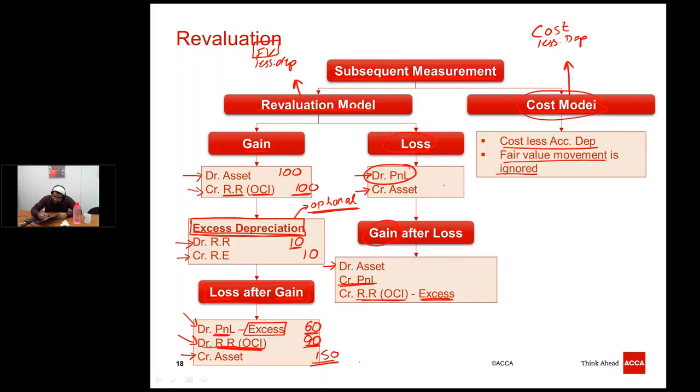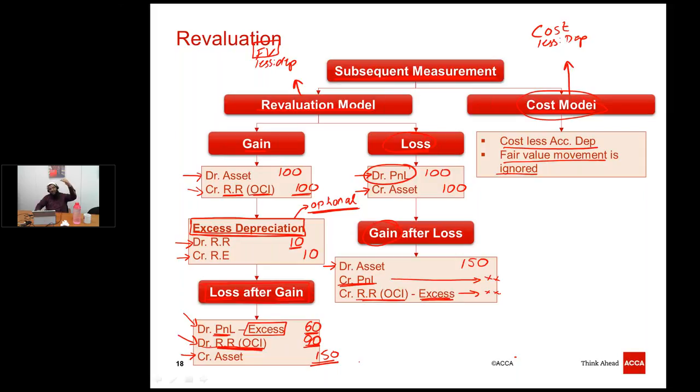So for example, the asset was revalued downwards by 100, resulting in a loss. And now the asset is revalued upwards by 100. So first we are going to credit the P&L and then the excess will be taken to the OCI.